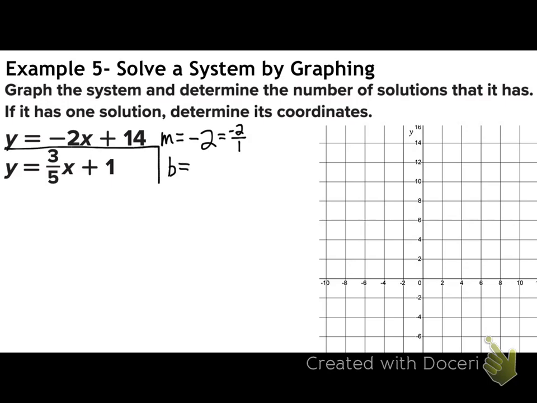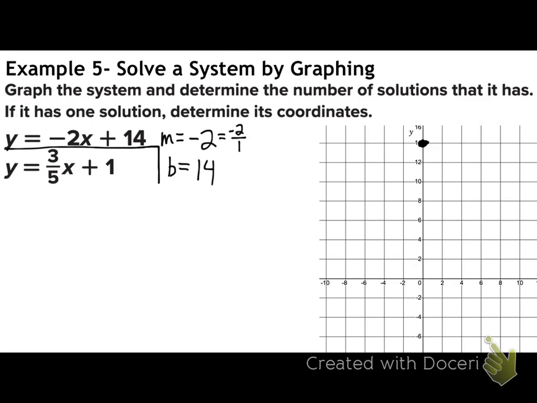For the first equation, what is my y-intercept? 14. What is a y-intercept? It's where my graph crosses the y-axis. Very good. So, our y-intercept is 14. Find the y-axis, go up 14, and put your point on 14. That's our starting point for all of our other points. Now, slope, rise over run, is negative 2 over positive 1.